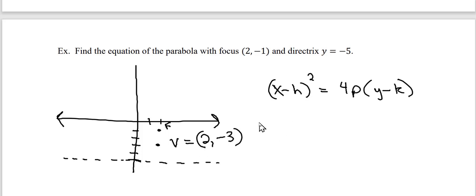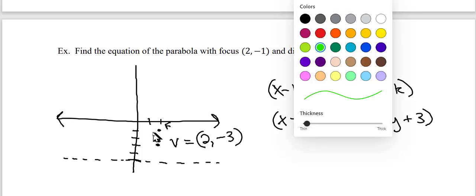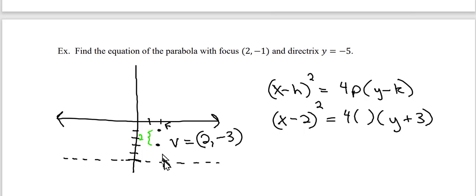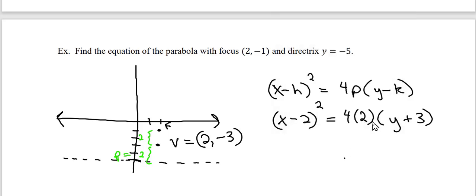Our vertex is at (2, -3). That means we're going to have x minus 2 squared, and for y, it'll be plus 3. I just need to know what the p is now. Remember, p is the distance from the vertex to the focus. Distance of 2. P equals 2. So in this place, I'm going to put 2. x minus 2 squared equals 8 times the quantity y plus 3.